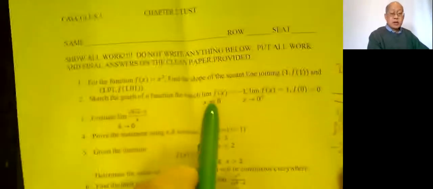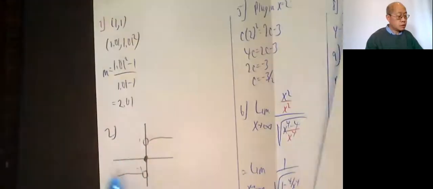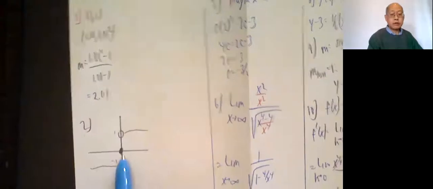Number 2, the limit as x approaches 0 from the left of the function is negative 1, so that's down here. The limit as x approaches 0 from the right is positive 1, so that's up here. And f of 0 is 0, so a dot right over there.